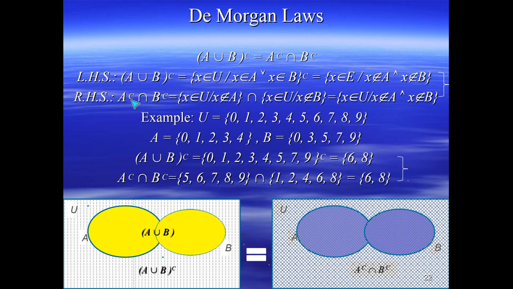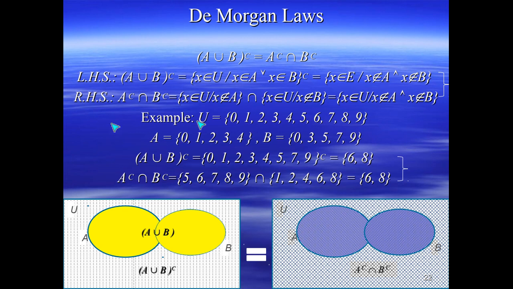And what is the right-hand side? A complement intersection B complement. What is A complement? x is an element of U such that x is not an element of A. What is B complement? x is an element of U such that x is not an element of B. And what is their intersection? They should be fulfilled altogether. So x is an element of U such that x is not an element of A and x is not an element of B. Are they equal? Yes, the left-hand side and right-hand side are equal. We obtain the same open expression, so they are equal. You see, we have proven the law.